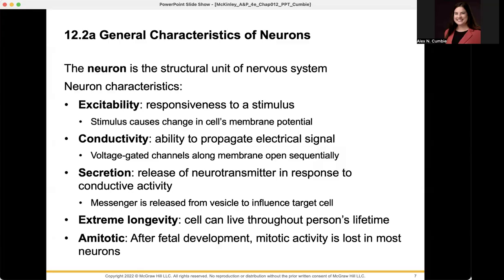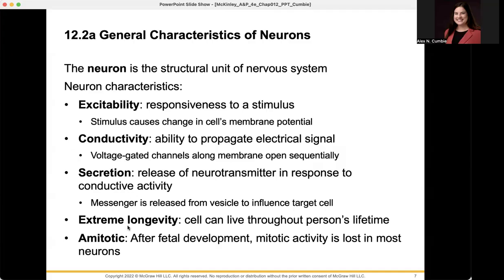Neurons are excitable, which means they can respond to stimuli, and there is going to be a change in their cell membrane potential, meaning that there's an electrical change going on. They have conductivity, so they are able to propagate electrical signals across their cell body, which can open a number of different voltage-gated ion channels. They have the ability to do secretion. We saw in the previous chapter with muscle that neurons contain synaptic vesicles containing neurotransmitters, which they can secrete to do chemical messaging.